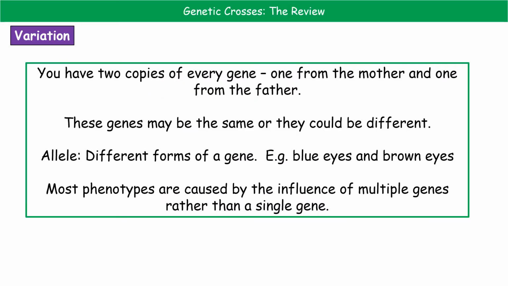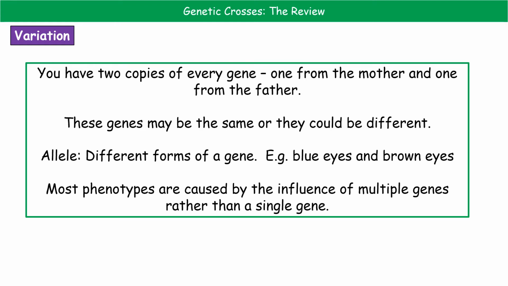In today's biology blast, we're going to be having a look at those genetic crosses and how to draw those genetic cross diagrams. So this is in the B5 topic, so on the second biology paper. First point that we need to remember is that when we're talking about genetics, then we have two copies of every gene. One came from the mother and the other came from the father. And those genes can either be the same as one another or they could be different.